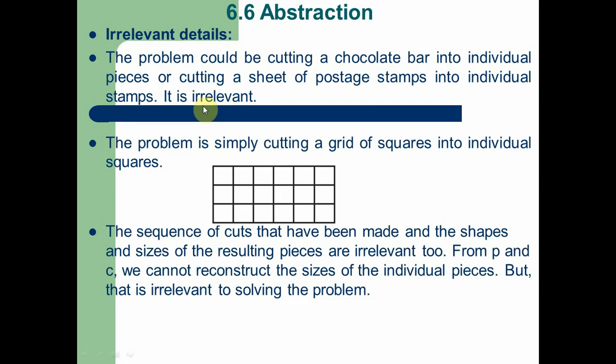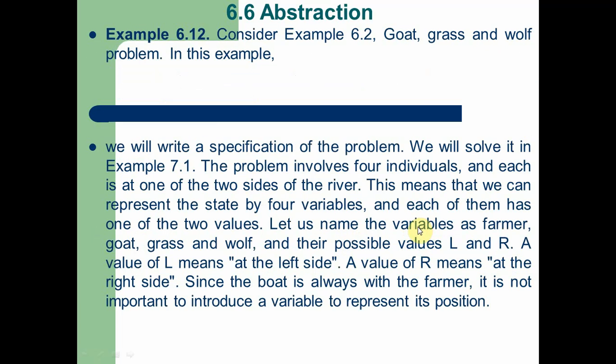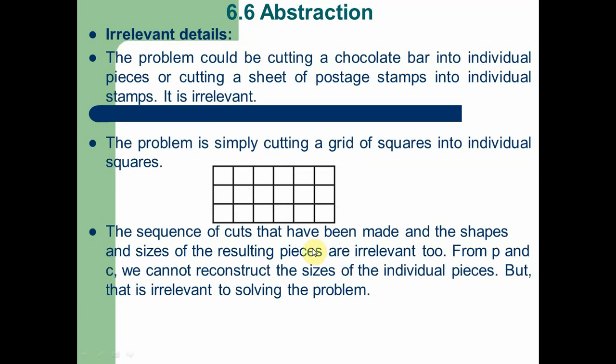The size of the bar and the size of the pieces may be different depending upon the cutting, horizontal and vertical. The size may vary. The sequence of cuts that have been made and the shape and size of the resulting pieces are irrelevant too. So the size of the individual chocolate pieces may differ, and it is not relevant to the question. That's why this variable is removed from the specification. So this is called abstraction.